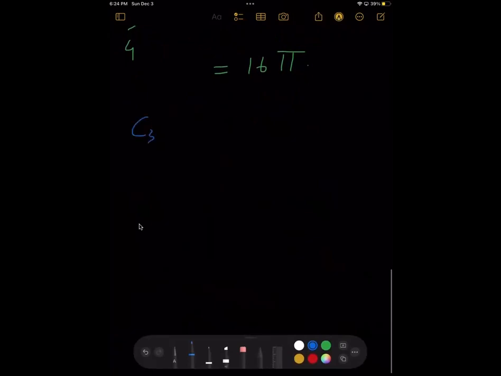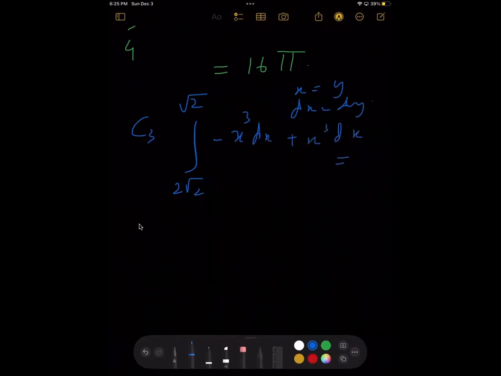So for C3, we have 2 under root 2, because the direction is going from 2 under root 2 to 2 under root. This point, which is on the line, is 2 under root. So this will become minus x cube. Now x is equal to y, dx is equal to dy. So we will use this: minus x cube dx plus x cube dx. It is going to be 0. So it is again 0.